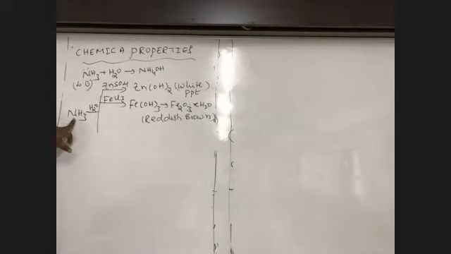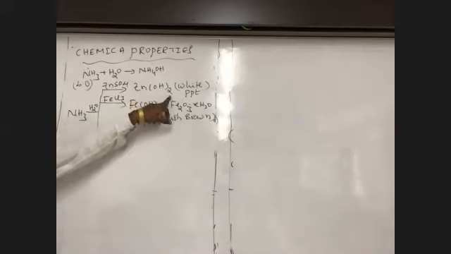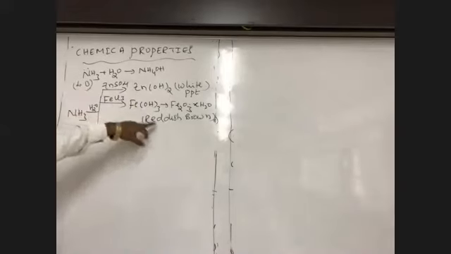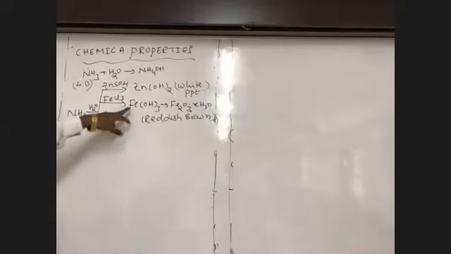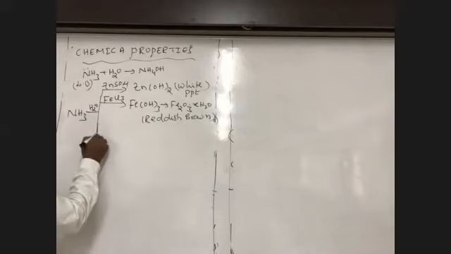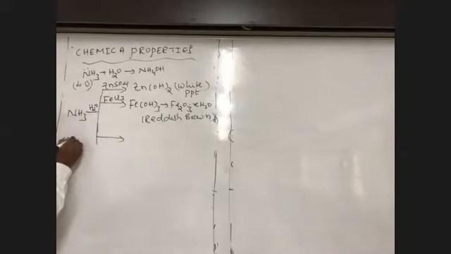Now, by addition of ammonia, if a white precipitate is produced, therefore the salt contains a cation of Zn2+. If a reddish brown colored precipitate is formed, the salt contains Fe3+ ions. Next, ammonia also participates in complex formation.